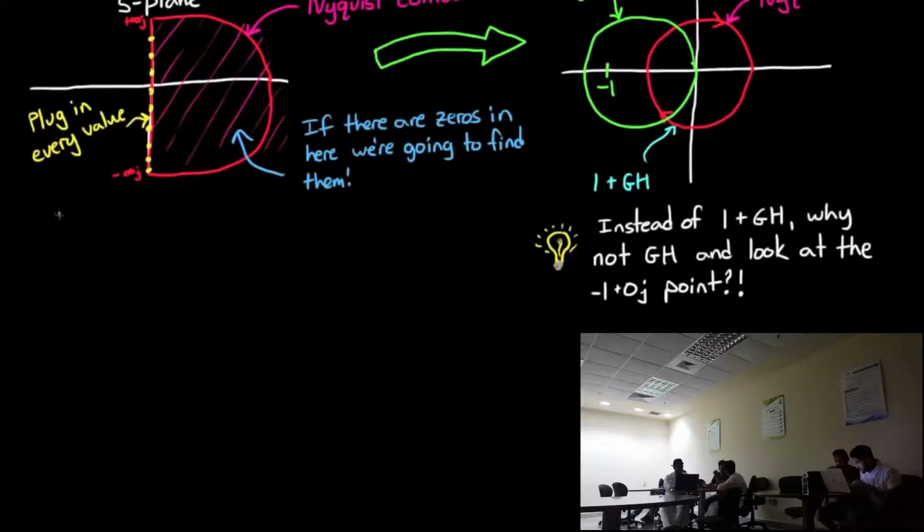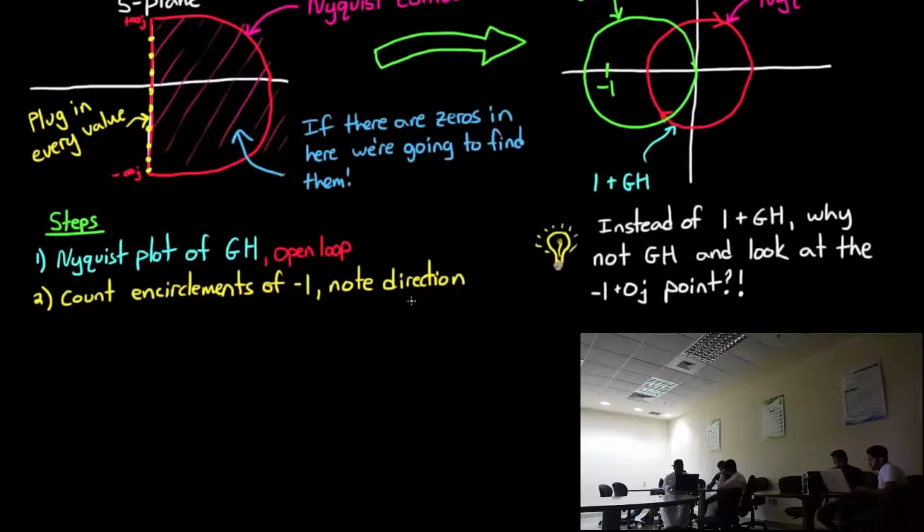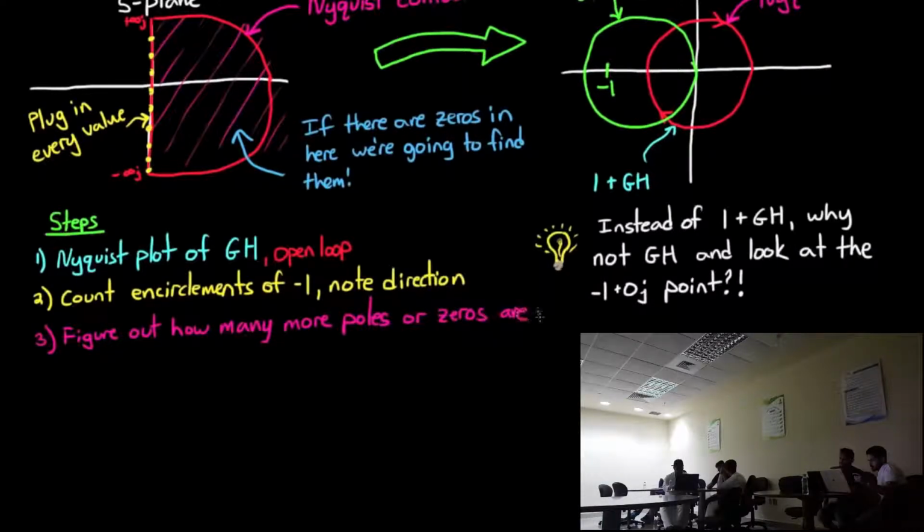So the steps are that we take the open loop transfer function, GH, we make a Nyquist plot by plugging in each point on the Nyquist contour and count the number of times minus 1 is encircled and in which direction. From that, we can determine how many more poles or zeros are inside of the Nyquist contour, which again is the entire right half plane.